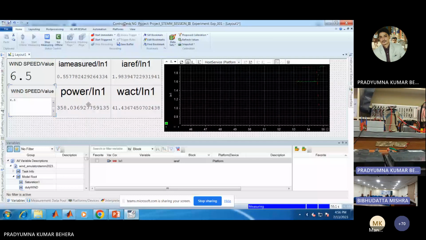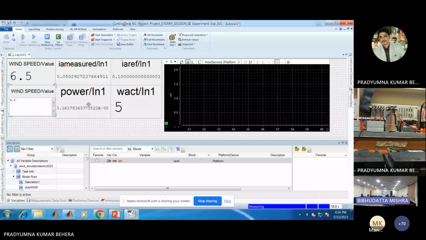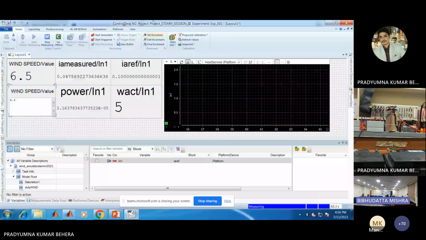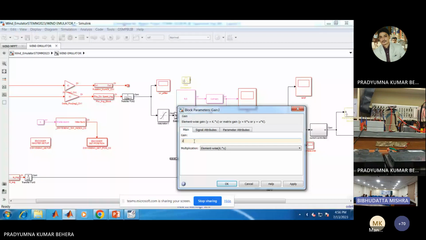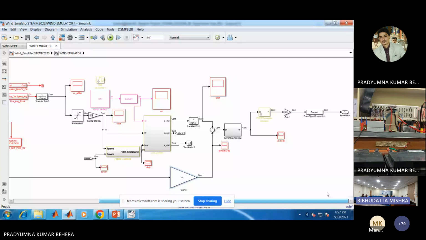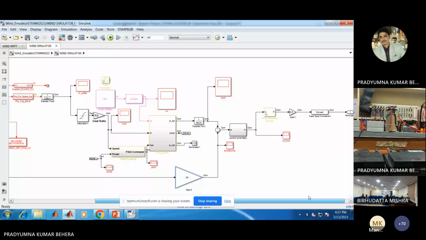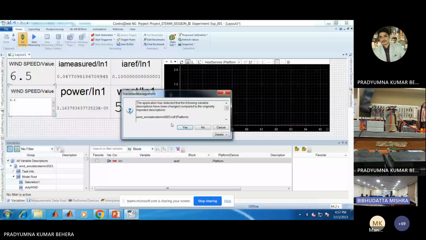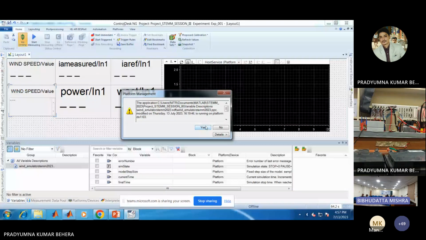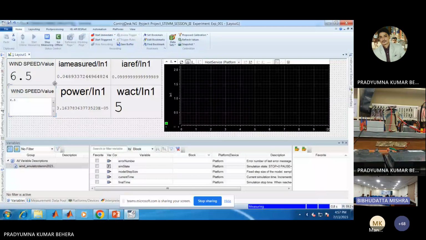I am stopping the machine once again. Once again, I have to perform the experiment. Now I have applied half the rated voltage. Now I am turning off the bypass switch.